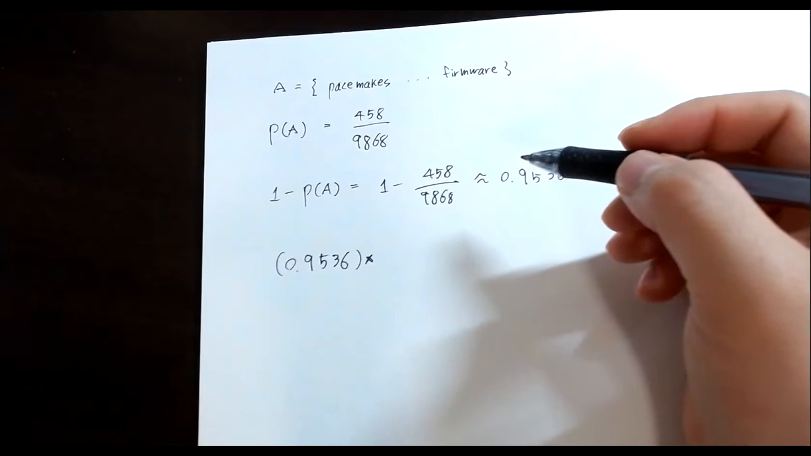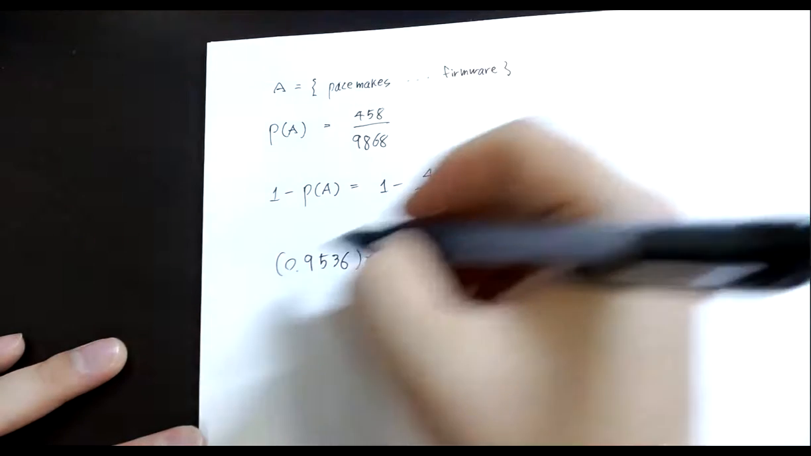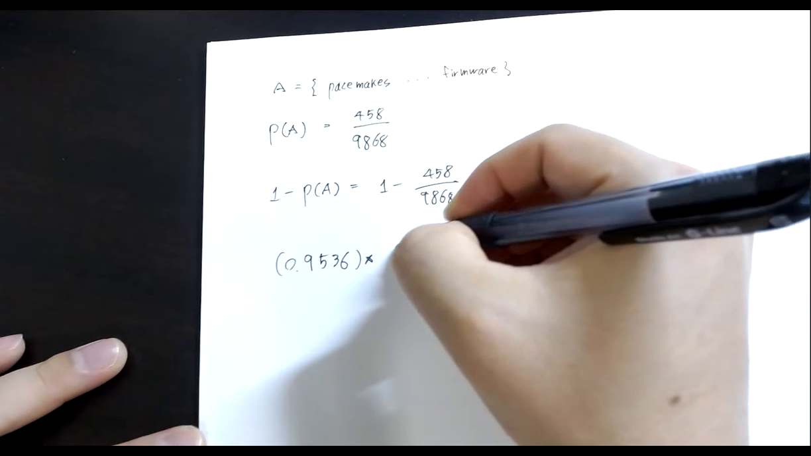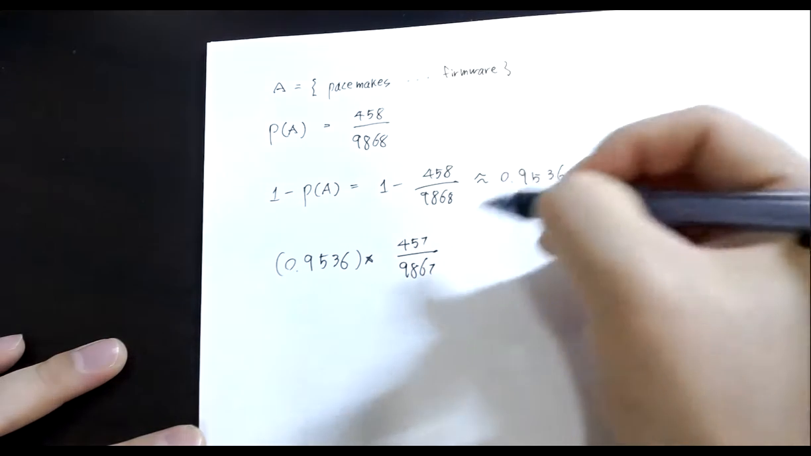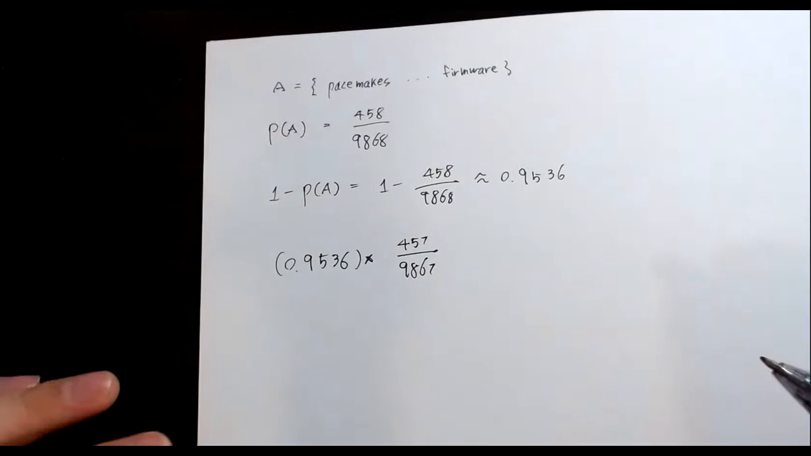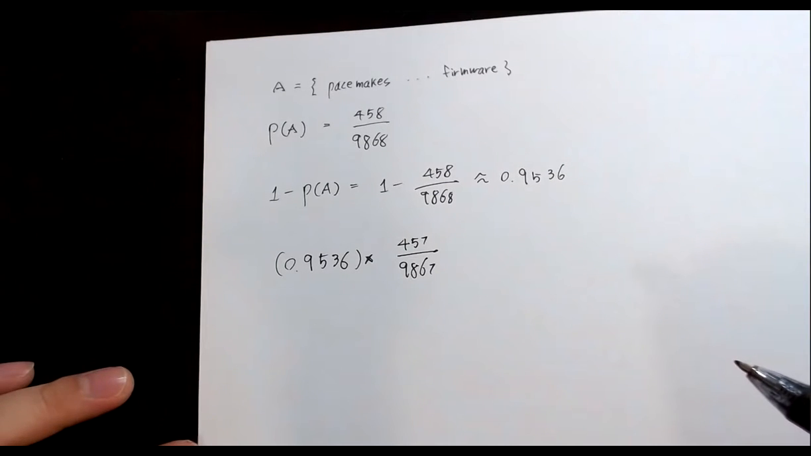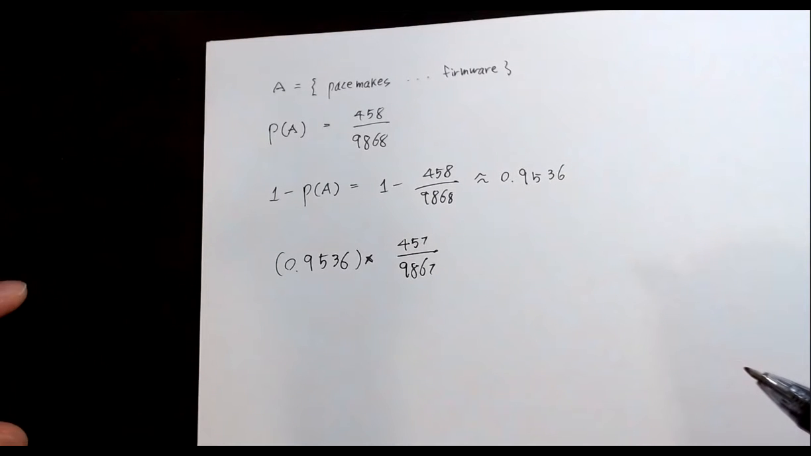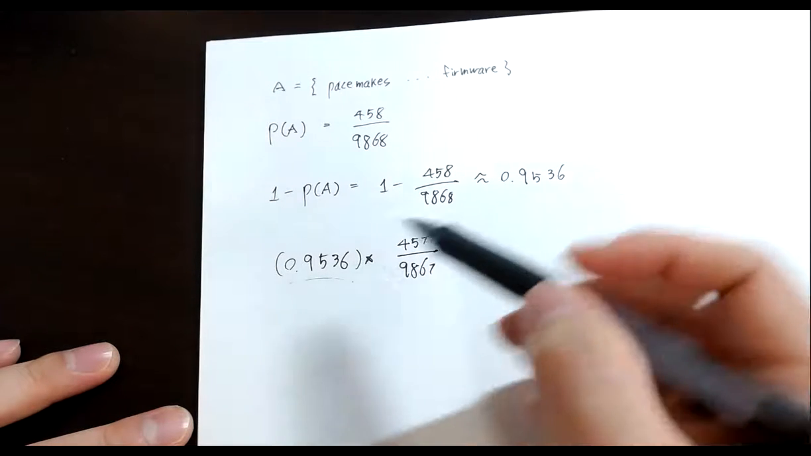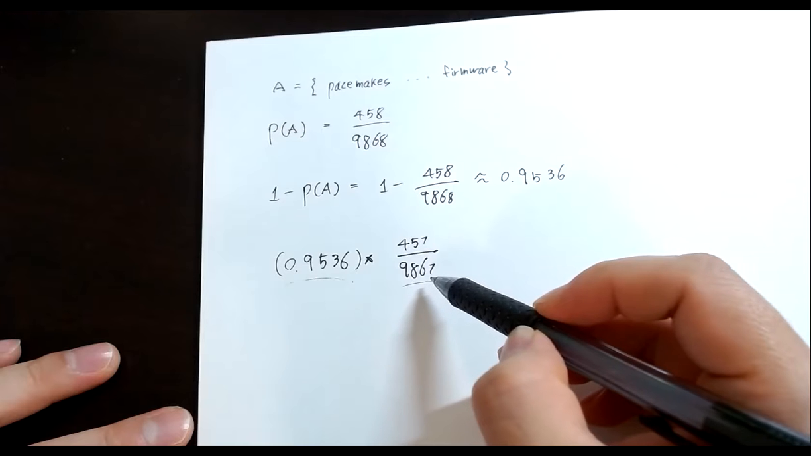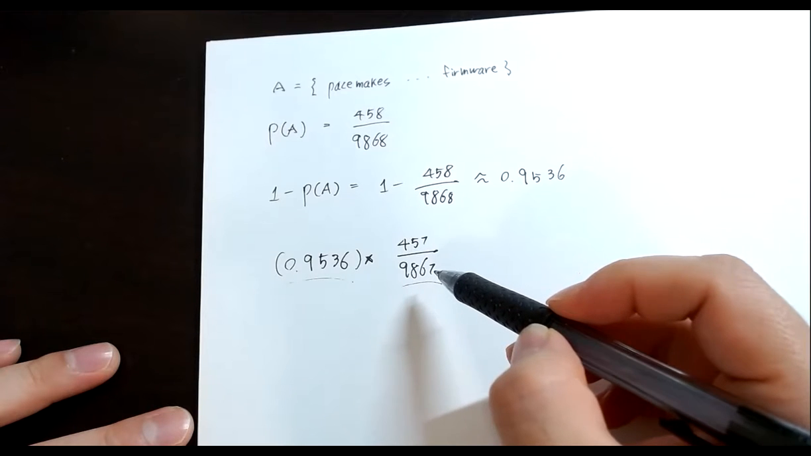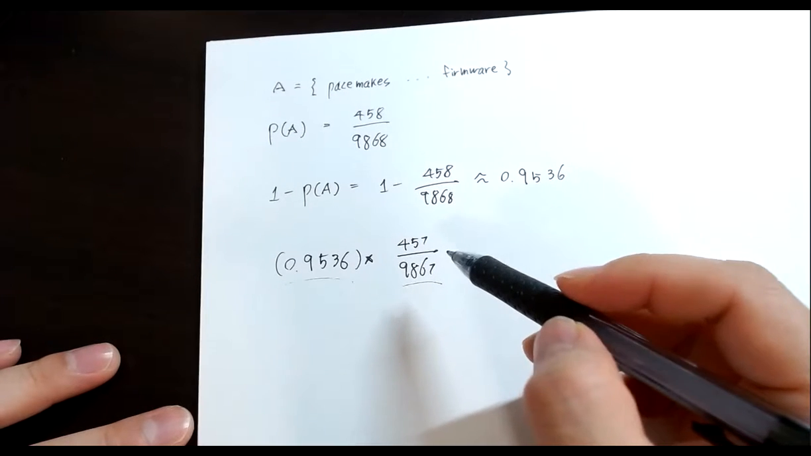I mean, if we don't apply the 5% guideline, that's going to be 457 over 9867, because we already selected the one pacemaker. So in the sample, we already selected the one pacemaker, because in first, right? So the total number of sample size is reduced to 9867.